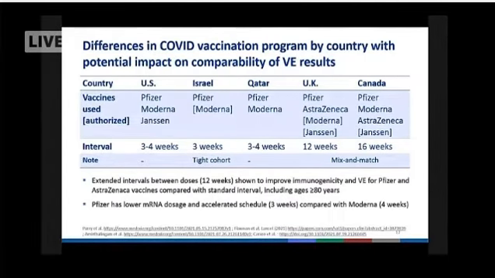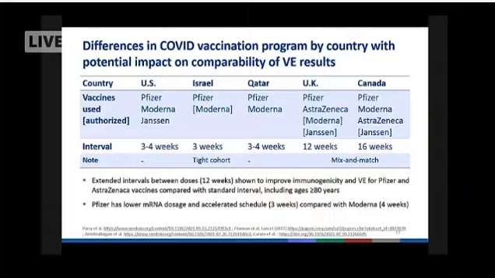Israel also had a very tight cohort with more than 50% of the country vaccinated in the first 3 to 4 months. Qatar is the most similar country to the US in terms of using both Moderna and Pfizer at the same dosing intervals. Finally, the UK and Canada are the most similar to each other in that they both use mRNA and the AstraZeneca vaccines.